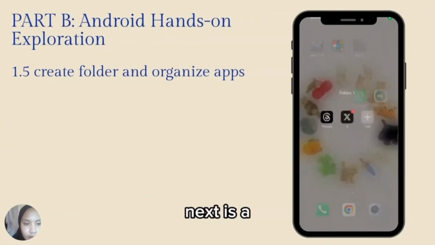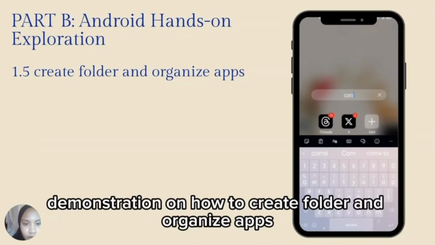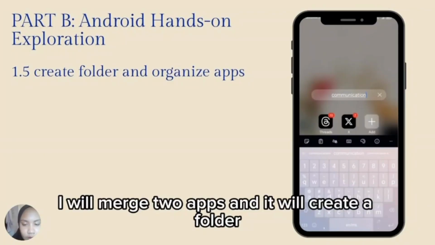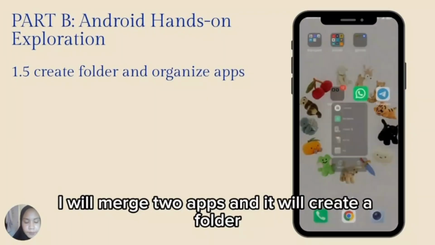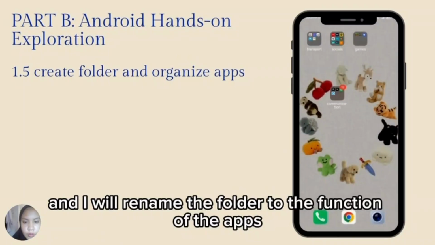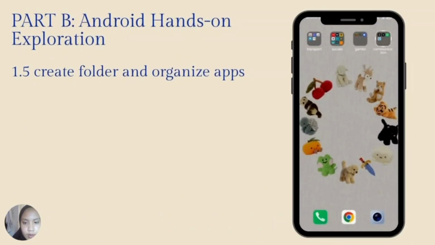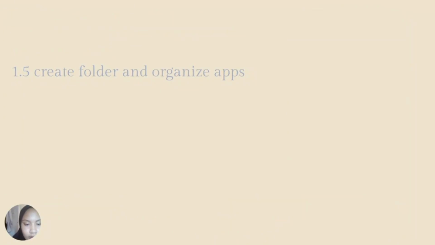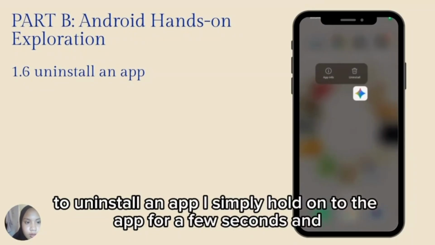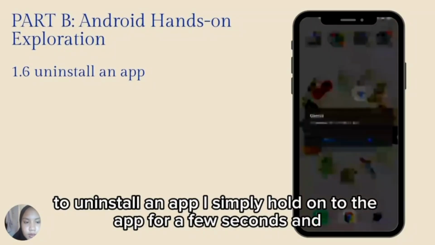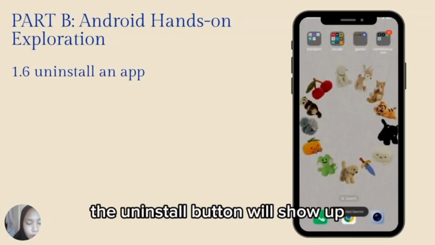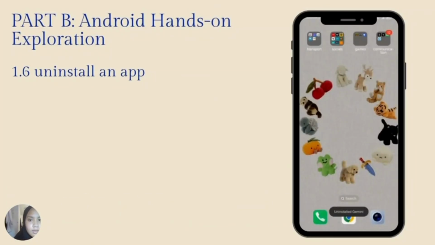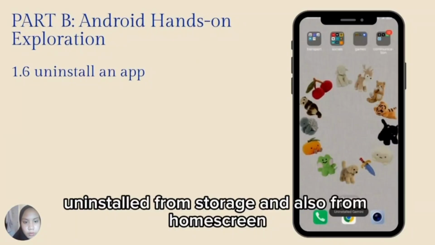Next is a video demonstration on how to create a folder and organize apps. To do that, I will merge two apps and it will create a folder, and I will rename the folder to the function of the apps, and also organize the folder as well. To uninstall the app, I simply hold onto the app for 3 seconds and then an uninstall button will show up. Pressing the button, the app is automatically uninstalled from storage and also from the home screen.